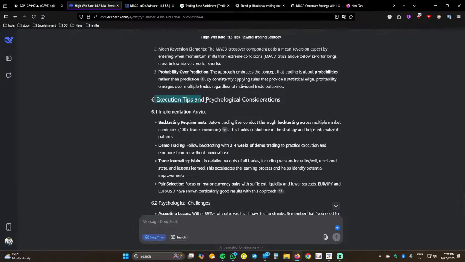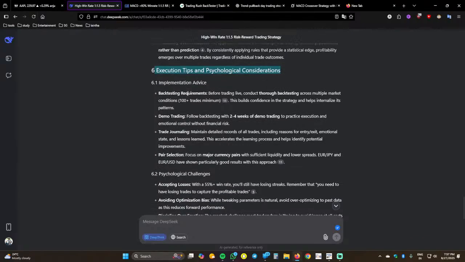Six, execution tips and psychological considerations. One, implementation advice, backtesting requirements. So it's asking us to backtest. We will be backtesting. And two, demo trading. It is asking us to trade on the demo, but we will be trading live on a small account after backtesting.